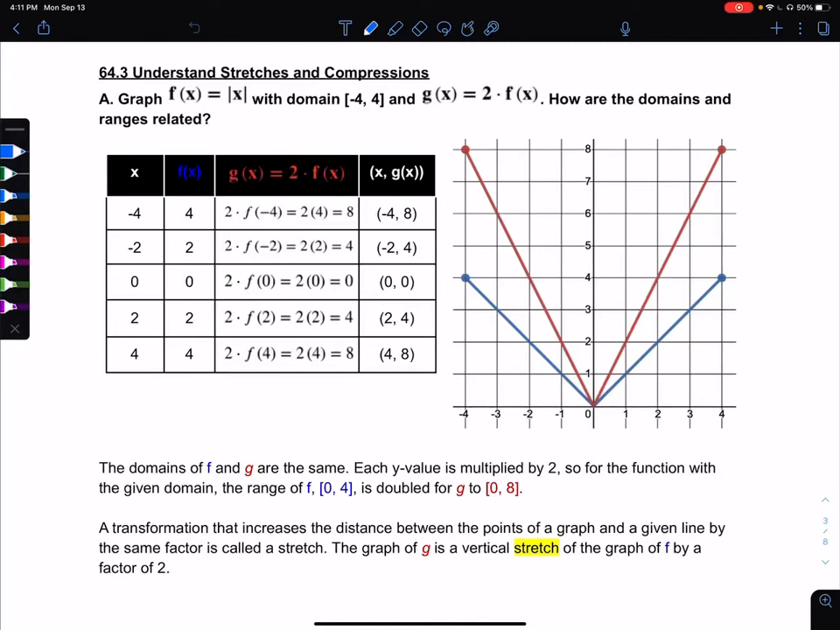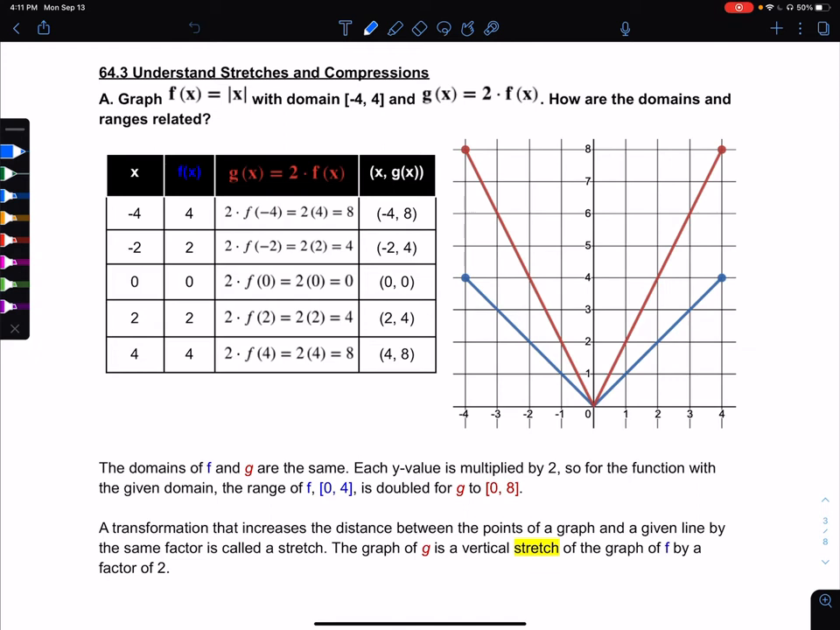In this video, we're going to look at topic 64, example 3, where we understand stretches and compressions. For these two examples, A and B, everything has been worked out already, everything is written out. I'm just going to go through the procedure and explain what a stretch and a compression looks like and how it affects our graph.